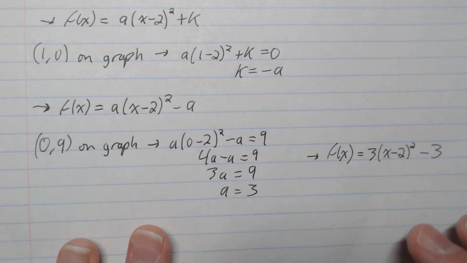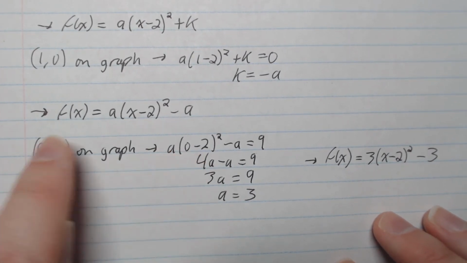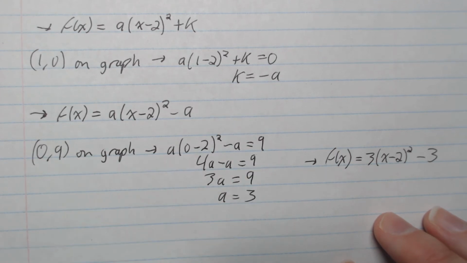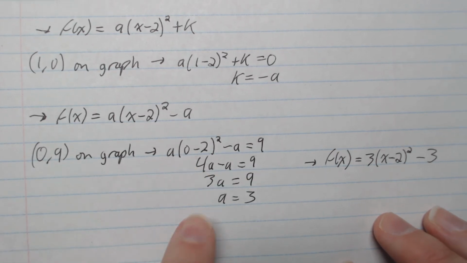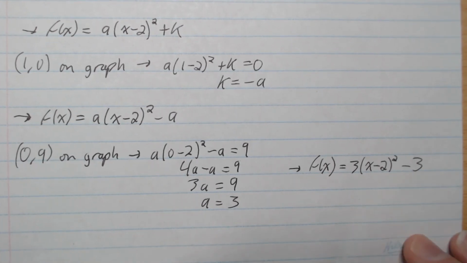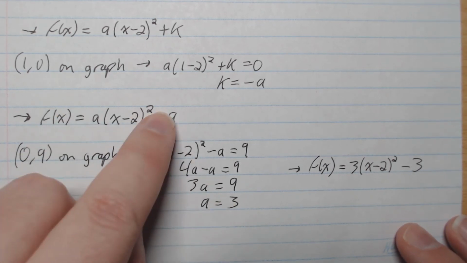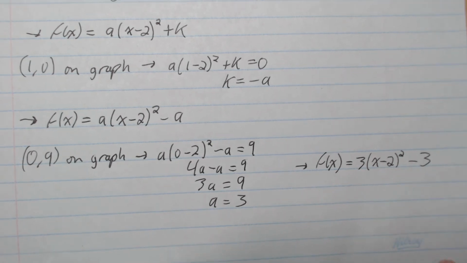So we're going to plug in a different point, so say (0, 9), that is on the graph. X equals 0, y equals 9. This gives us 4a minus a, gives us 3a equals 9, a equals 3. So f of x is 3 times (x minus 2) squared minus 3, like that. All right, so we got the 3 from here and also the minus 3 like that.